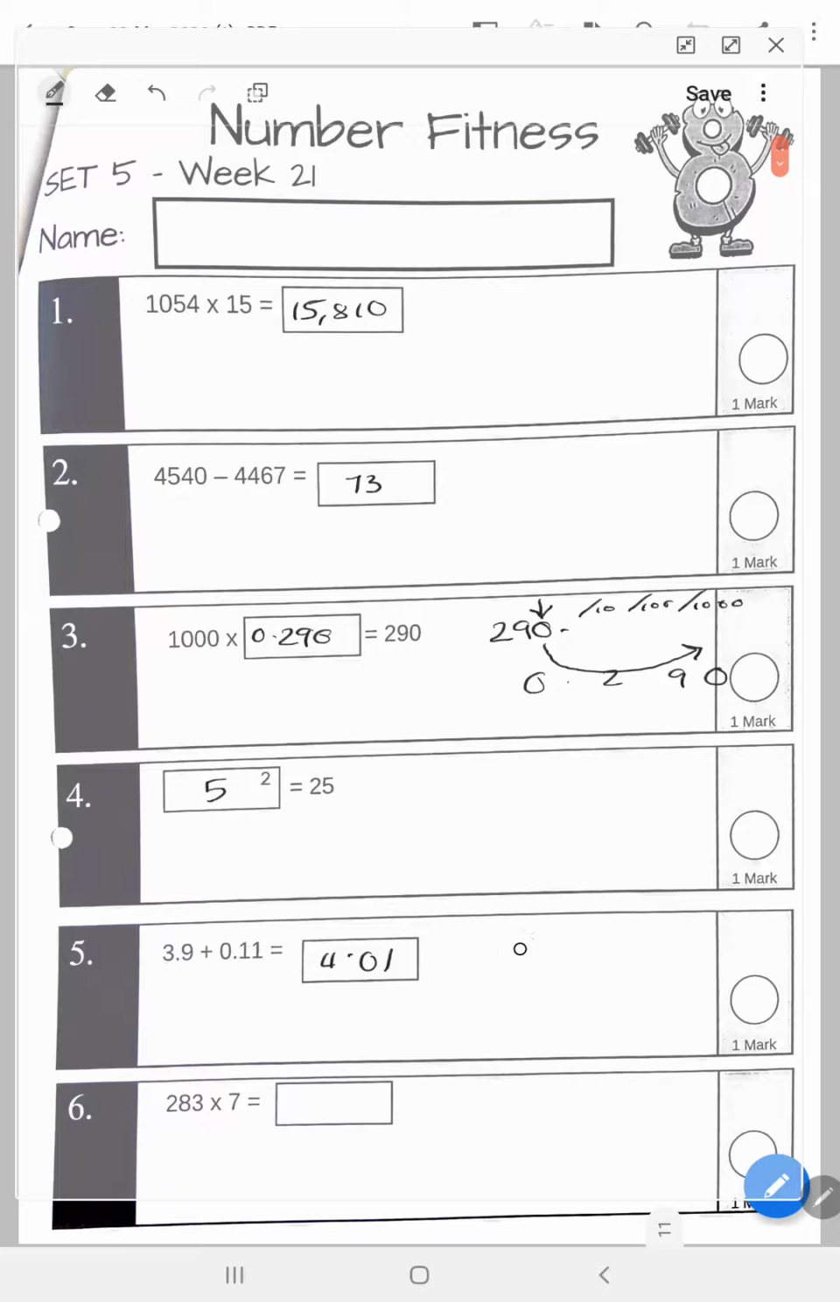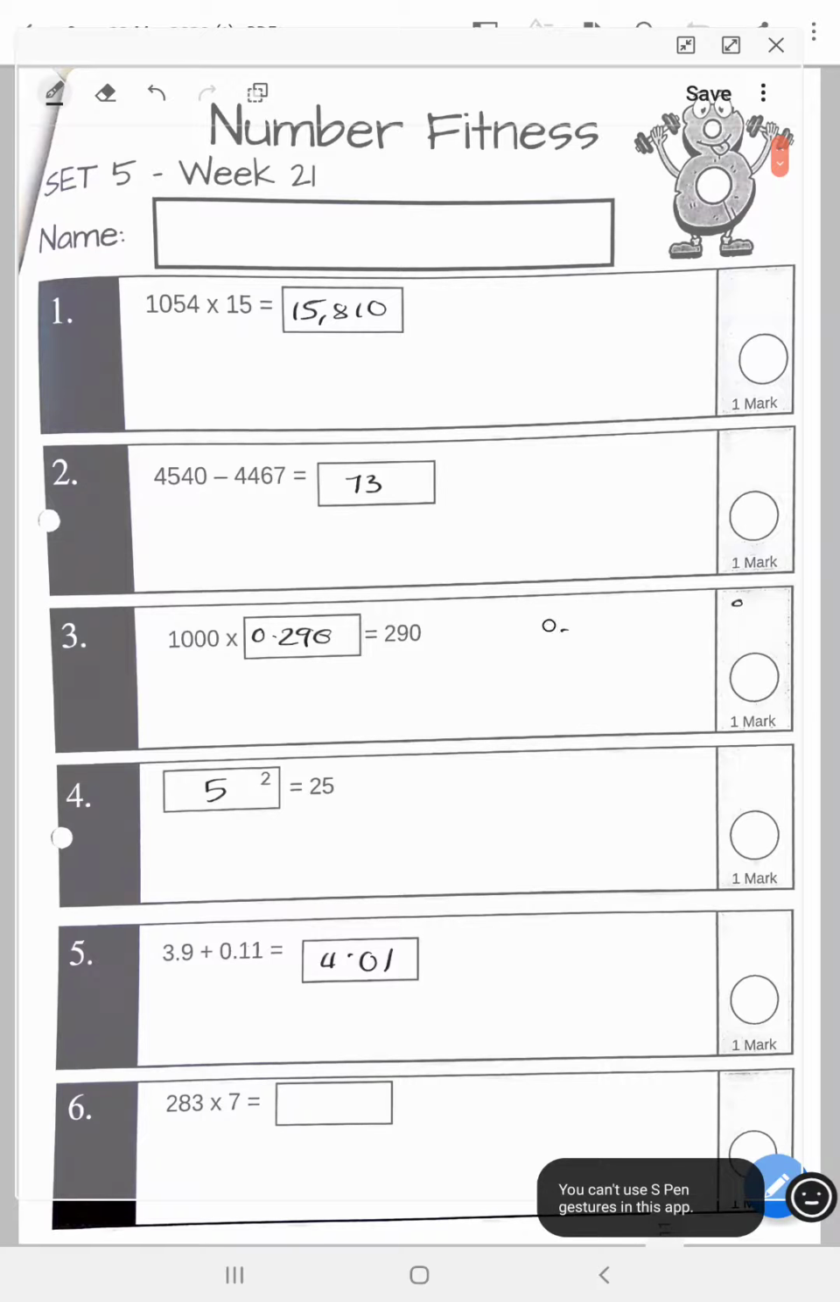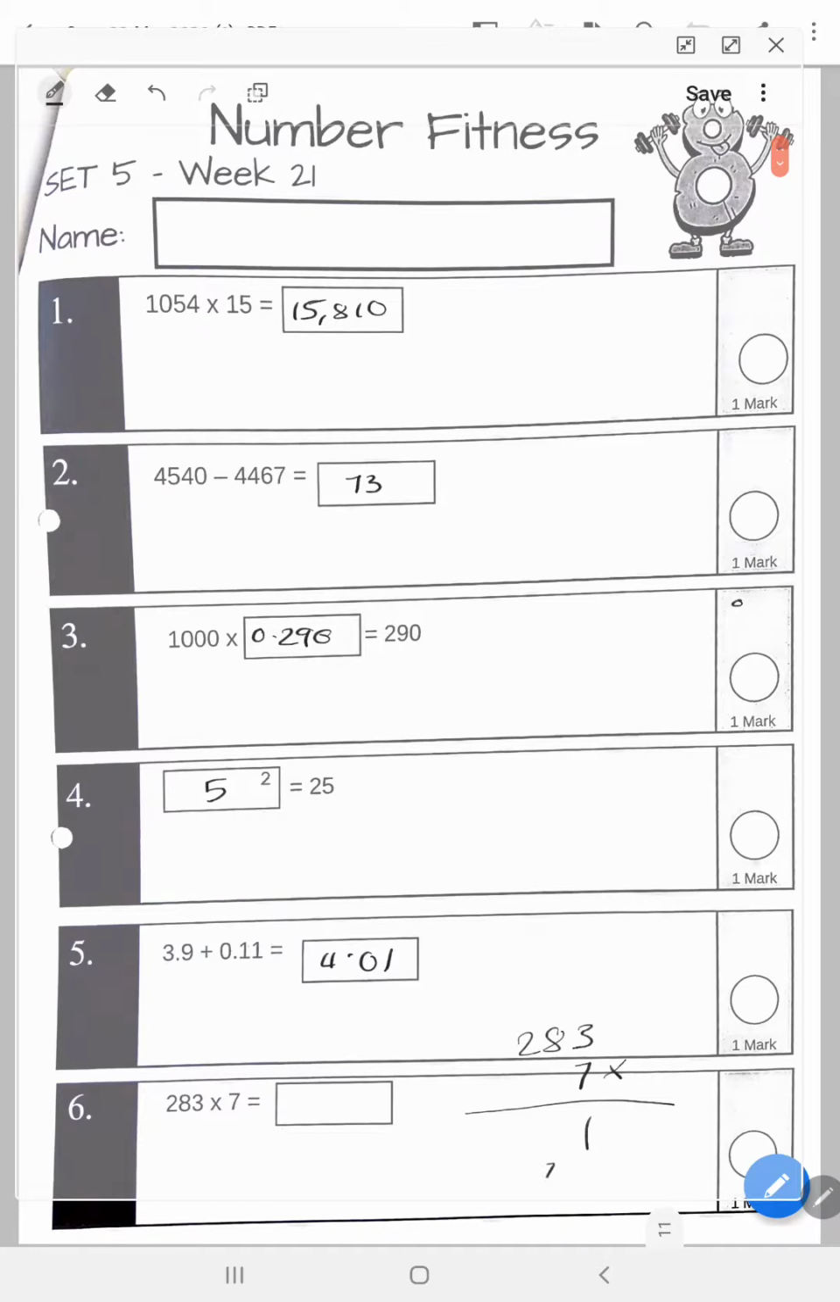Now we have 283 times 7. Well, we've got 21 and 56. Add the 2, 14, add the 5, 1,981.